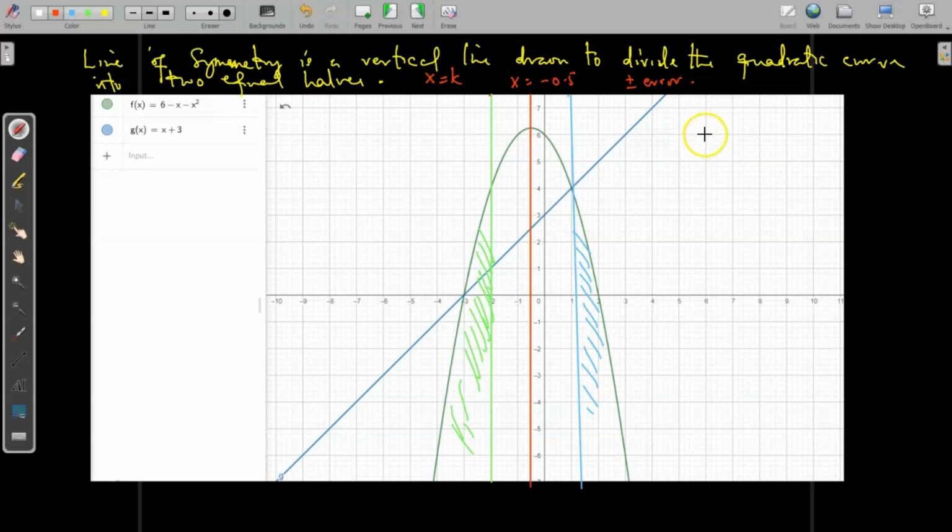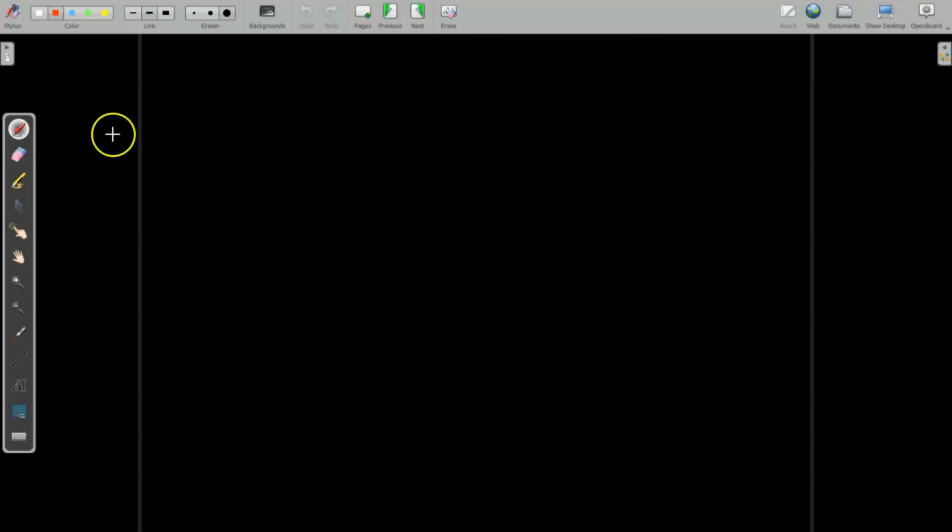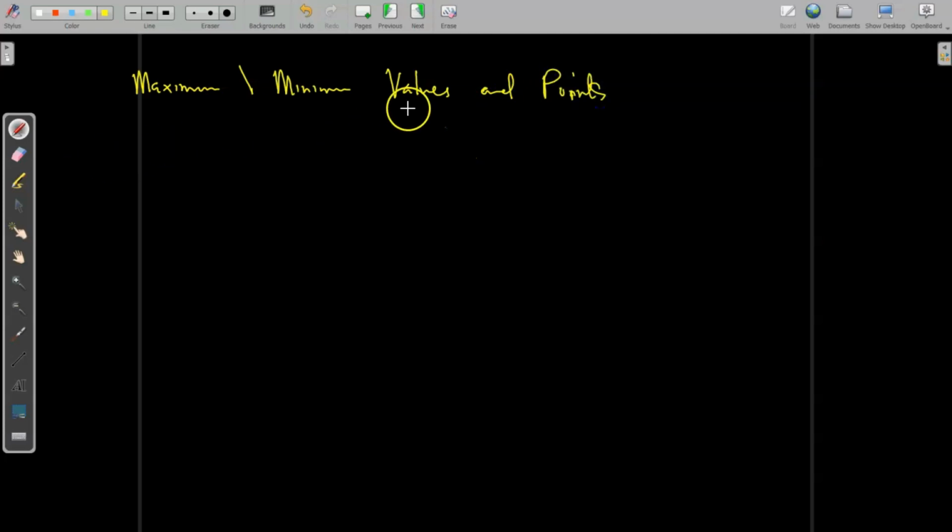Please, are we all clear about equation of the line of symmetry? So that I move on to something else. Yes, please. Good. If that is clear, the next thing we need to talk about is what we call the maximum or minimum values and points. We have to begin with the values before we come to the points.